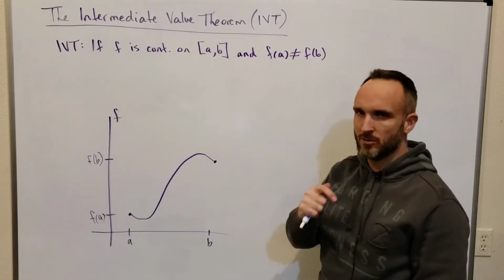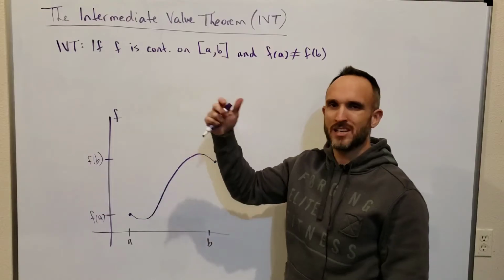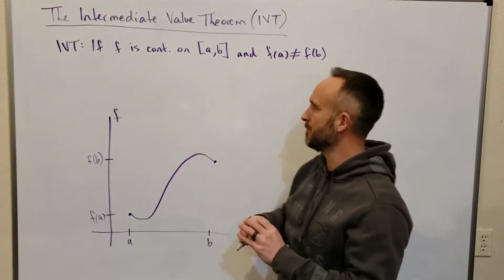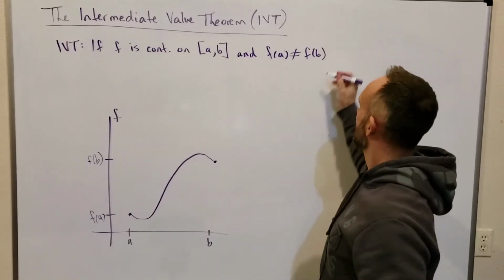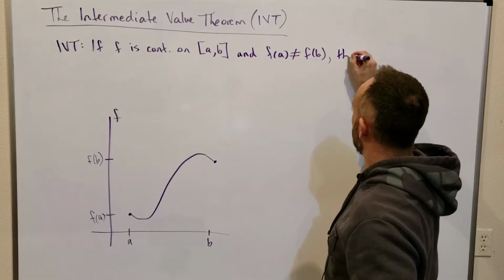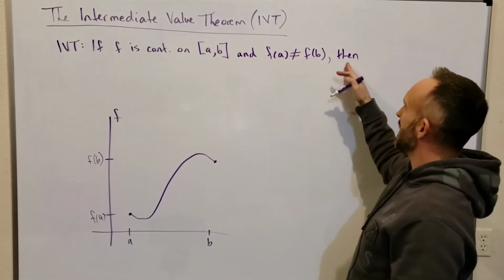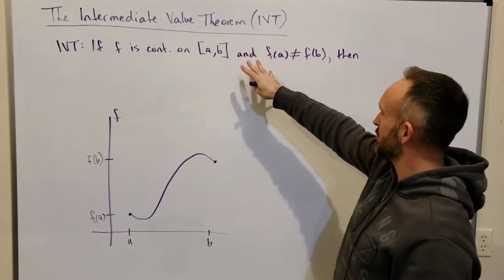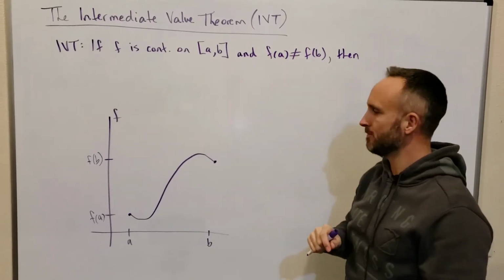Now, as far as theorems go, these two statements are what we call hypotheses. They're the assumptions that you make. They're the if part of the theorem. If this is true and this is true, comma, then. So we have our two hypotheses. Then we make what's called the conclusion. So if both of these are true, the intermediate value theorem is going to guarantee something for us. So let's see what that is.